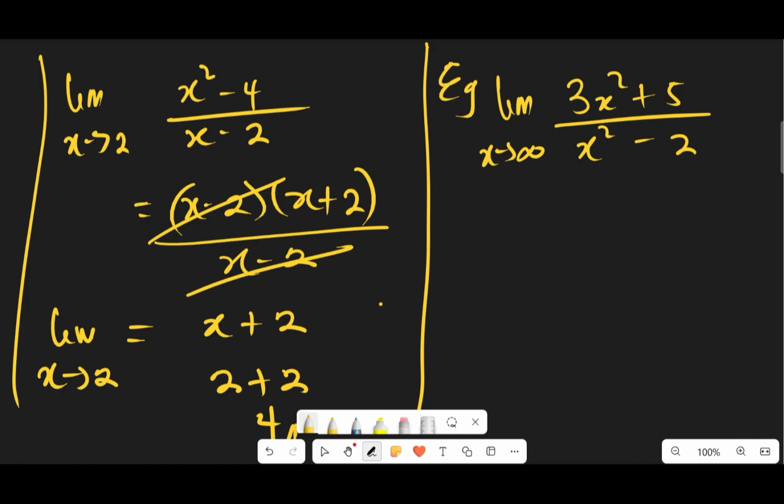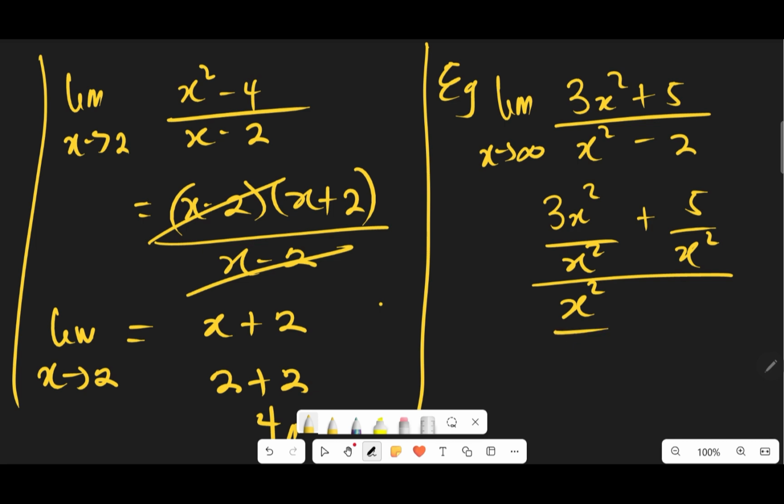Which of the x has the highest power? We will see that the highest power of x here is squared. So we will divide each term by the highest power. So we are going to get 3x squared all over x squared for the 3x squared, then plus 5 over x squared, all over x squared over x squared minus 2 over x squared.